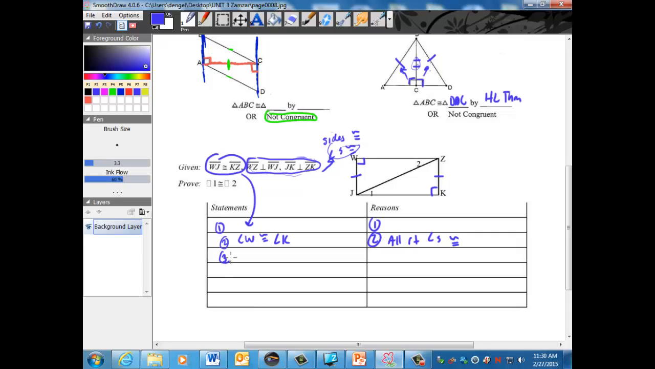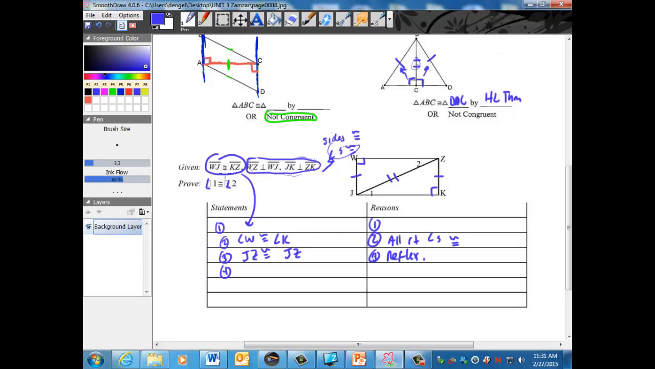On statement 3, hopefully you can tell that JZ is congruent to JZ, the wrapper. So JZ is congruent to JZ. That's reflexive. And now, note 2 in our notes, this should be angle 1 is congruent to angle 2. That's what we're trying to prove.